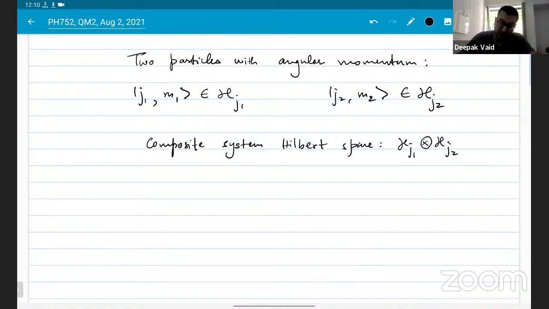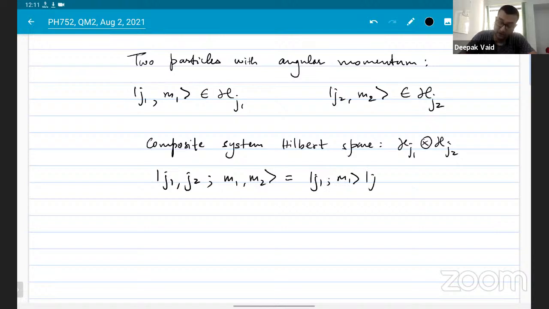So the tensor product of Hj1 times Hj2, right? And what will be the state of the system? The state of the system can be written as |j1, j2, m1, m2>. I can also write it as |j1, m1> |j2, m2>.